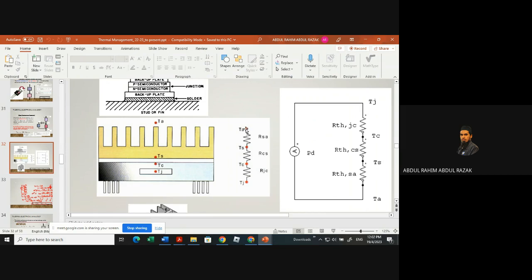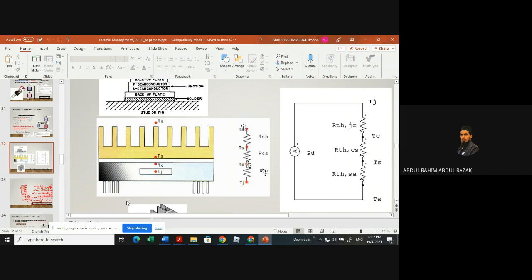TA, T means that the temperature value at that point. At the point of junction, point of your case, point of your heat sink, point of your ambient. So why from C to S we have zero resistance?